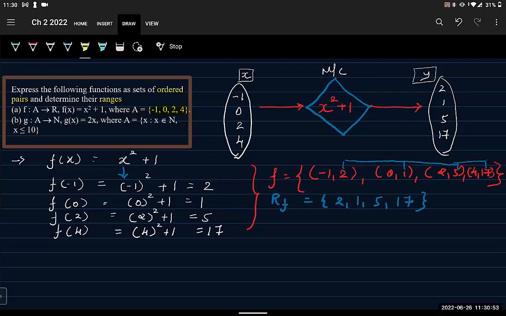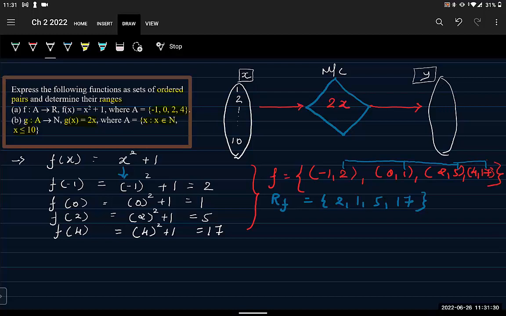Now coming back to the second question, which is g. G of x is equals to, given it is 2x. X can be taken from set A, which has all the natural numbers which are less than equals to 10. So here x can take the values from 1 to 10. And the new rule applied is g of x is equals to 2x. So x can take all the values from 1, 2, 3 up to 10. Obviously, the answer of y will be double that of x.